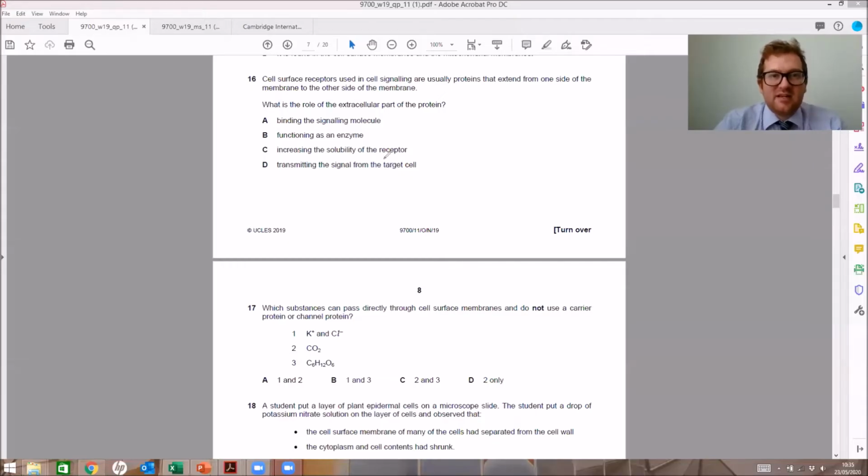Okay, question 16. Cell surface receptors used in cell signaling are usually proteins that extend from one side of the membrane to the other side of the membrane. What is the role of the extracellular part of the protein? Well, this means it's sticking out on the outside of the cell.